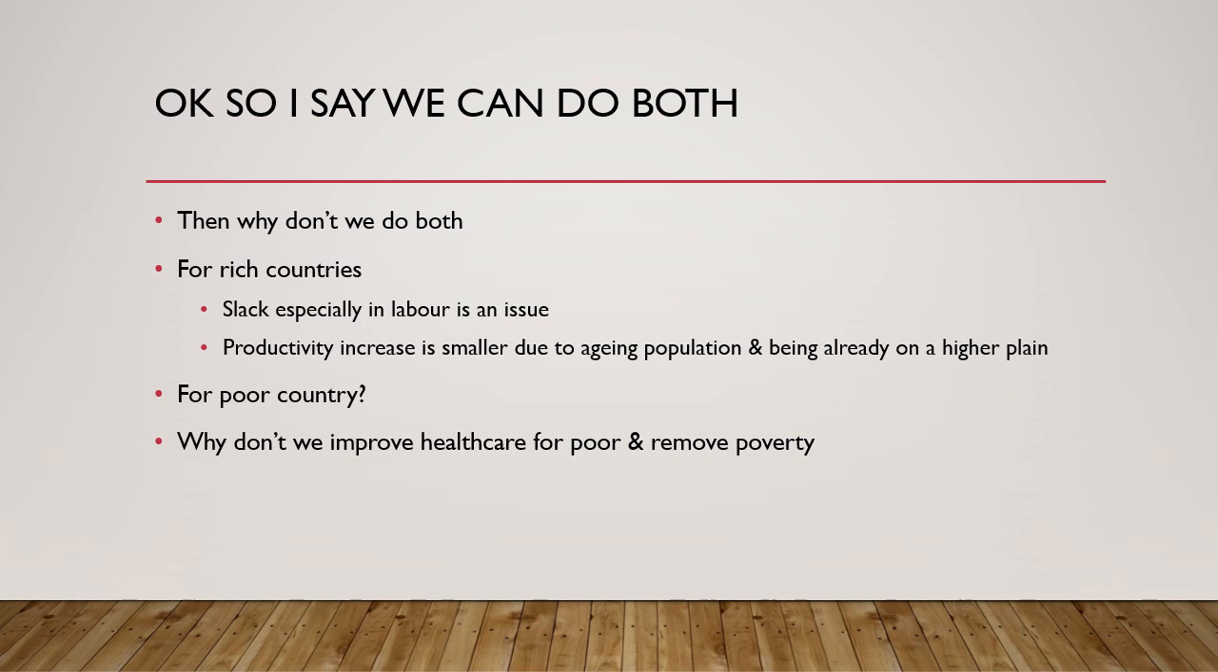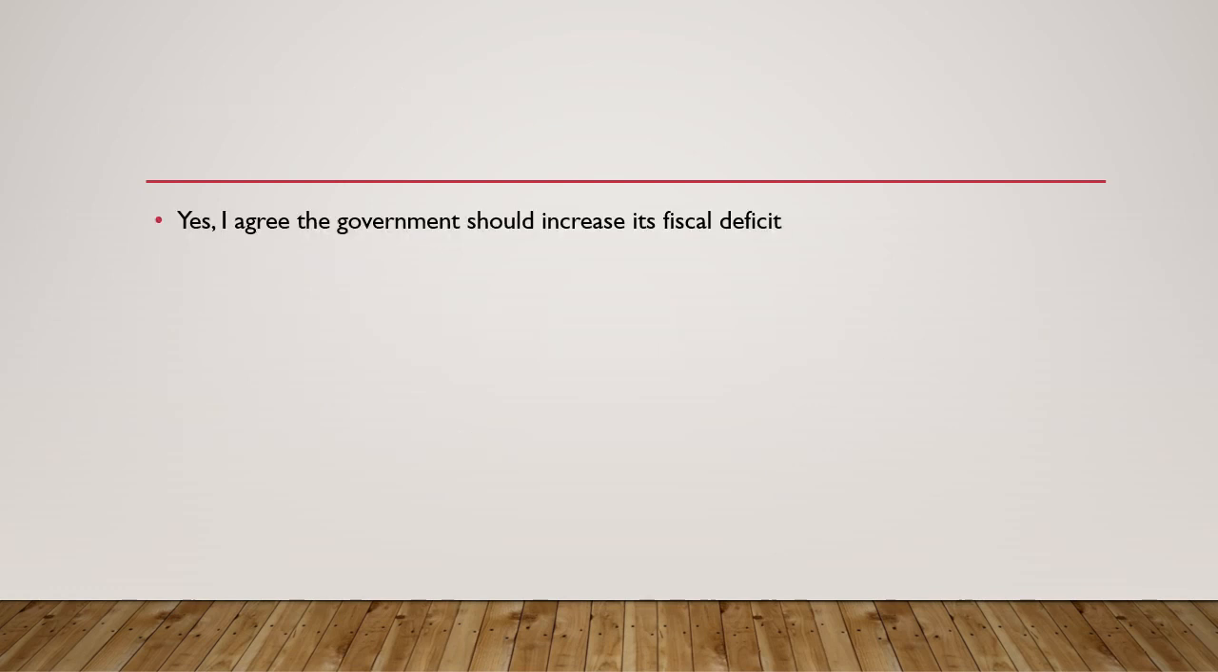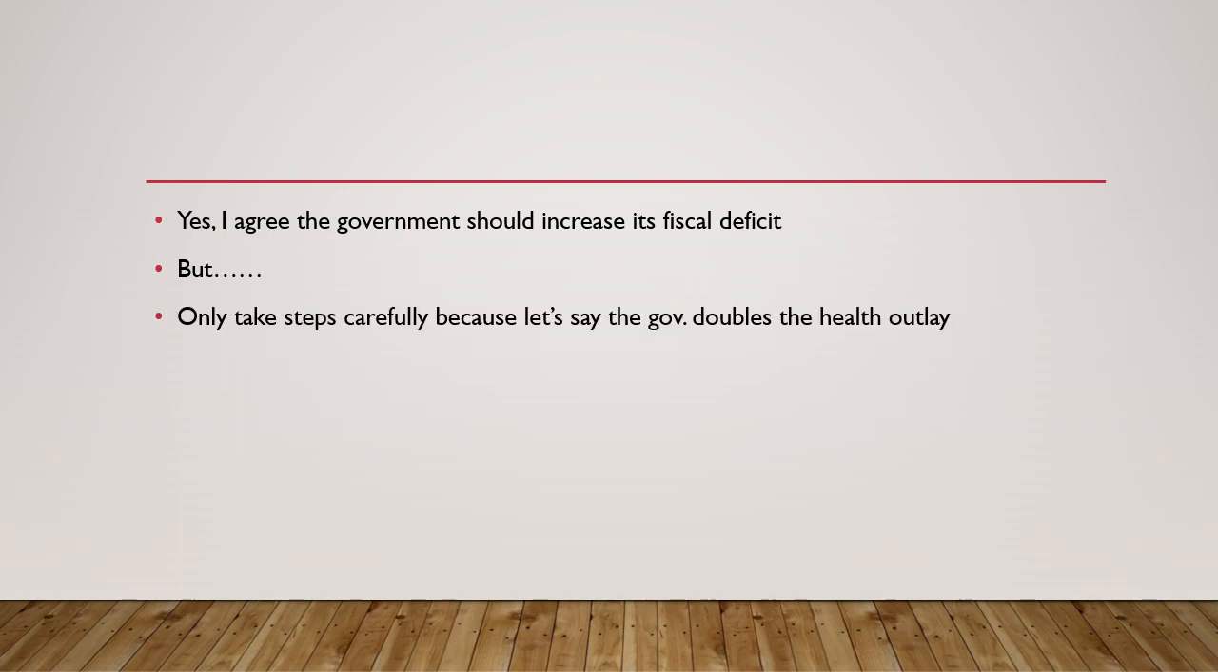For poor countries, you may ask, why, if poor countries could have a lot of slack in labor, doesn't the government spend money on healthcare and poverty alleviation and remove it, since it has a monopoly over money and a potentially infinite supply of money? While agreeing with you that the government should not fuss too much about the fiscal deficit and can increase it, it should be careful in spending and take smaller steps. Let's take an example. Let's say the government doubles its health outlay immediately.